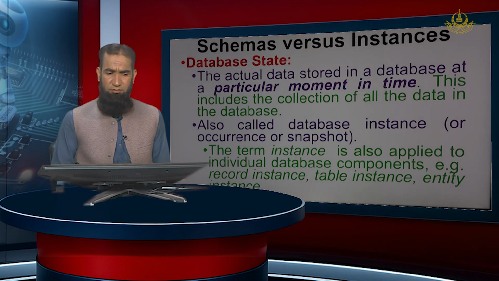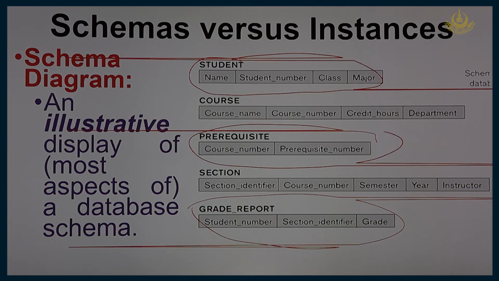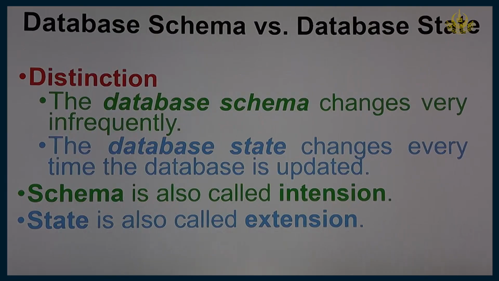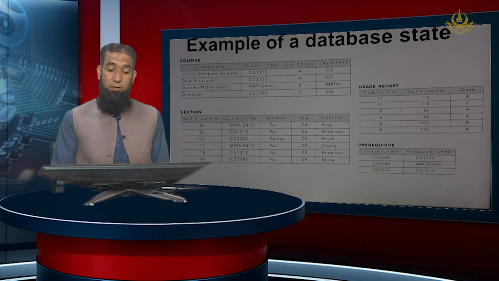What is a state? The actual data stored in a database at a particular moment in time. This includes the collection of all the data in the database. For example, in the previous slide, if we show the records on this slide, these are basically a state. The table course has 4 records at this stage, the section has 6 or 7 records. So that's called state, at a specific time.